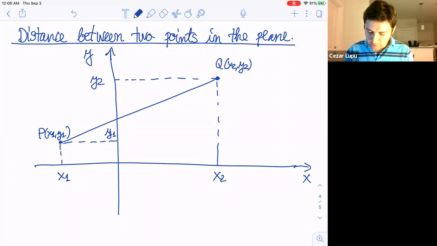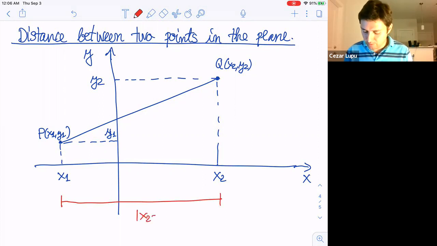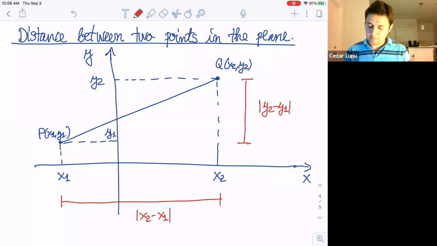Now, if I want to measure the distance between these two, this is the absolute value of x2 minus x1, or the absolute value of x1 minus x2, it doesn't really matter. And if I want to measure the distance between these two here, this is nothing else than just the absolute value of y2 minus y1. So this is the picture.